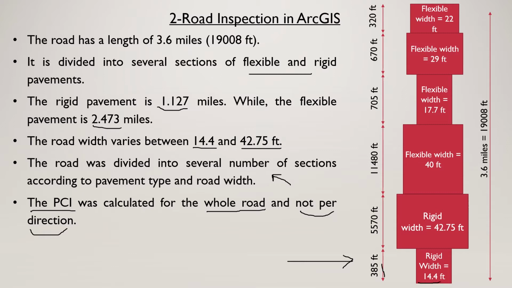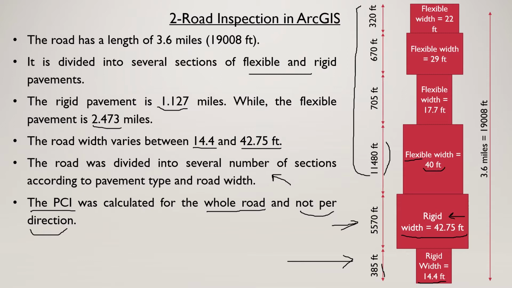The width of the road was 14.4 feet. The next section, the length was 5,570 feet, and the width of the road was 42.75 feet. The pavement type here was rigid pavement. After that, it was flexible pavement till the end. For example, here the first section in the flexible pavement was 11,480 feet, and the pavement width was 40 feet.